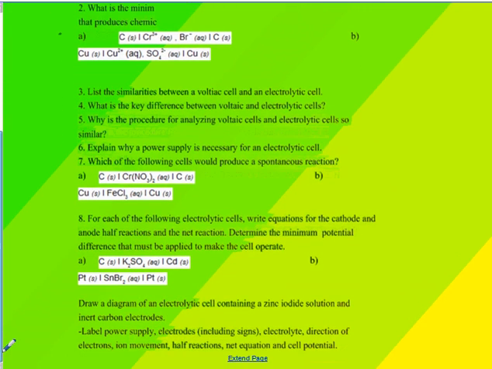Question 8, you're identifying, will these cells produce a spontaneous reaction or non-spontaneous? And then for question 9, again, we're determining the minimum voltage. Question 10 is asking you to draw a diagram. So just remembering what's the difference between the voltaic and the electrolytic. The difference is the porous boundary, and the electrolytic cell needs an external source of energy.